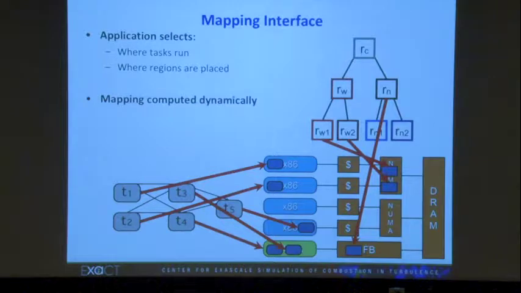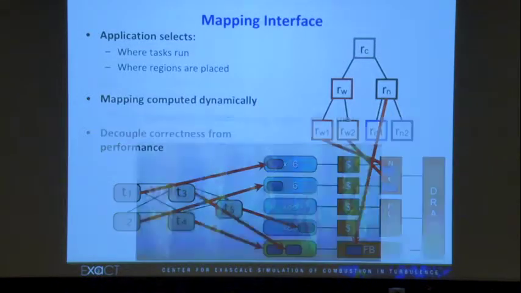Mapping is also computed dynamically, and so if you're trying to move a code over to a different platform, a different supercomputing machine, you don't have to rewrite your code, but you do need to change your mapping interface. So it separates the mapping of the different tasks and data from the rest of the code, which is really nice, and it decouples correctness from performance.